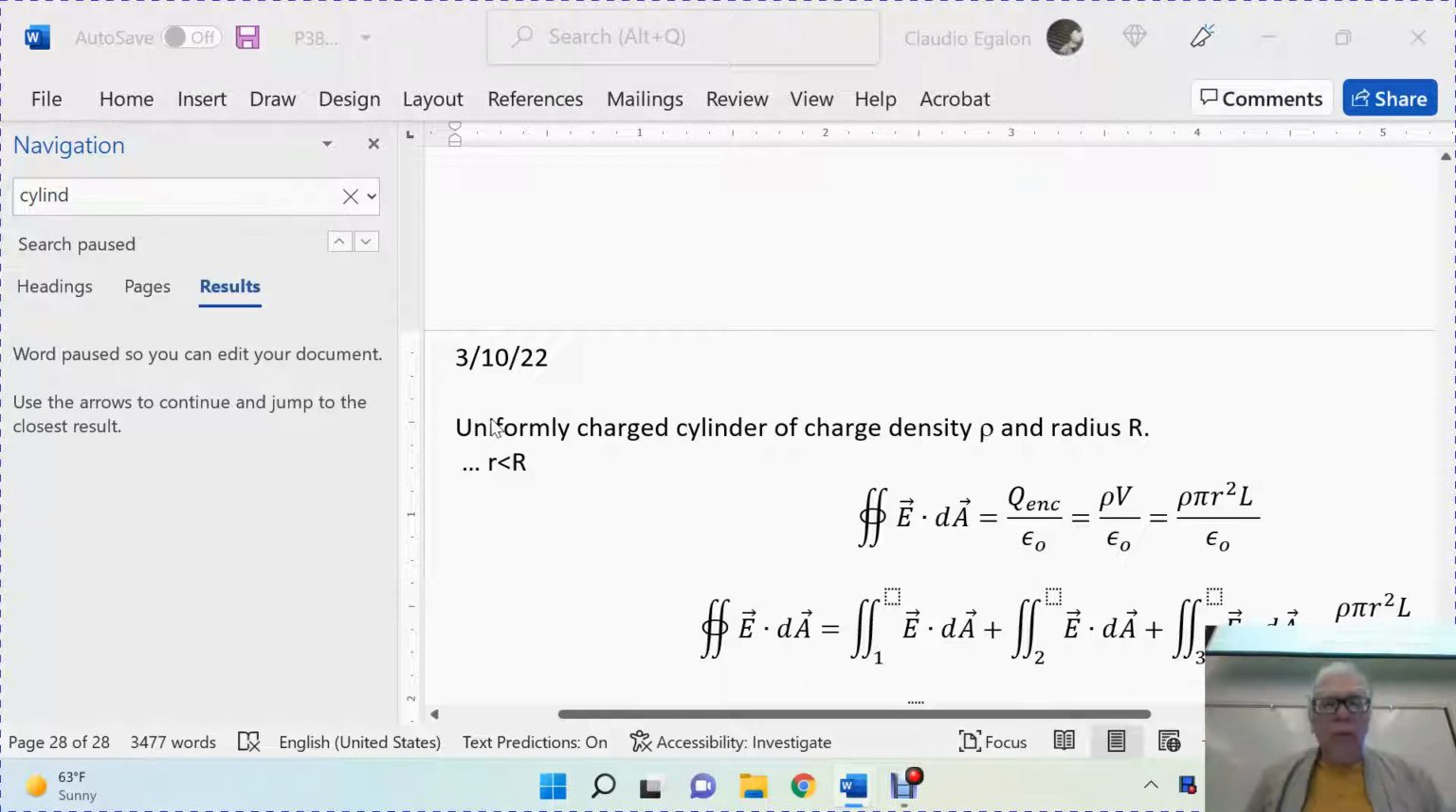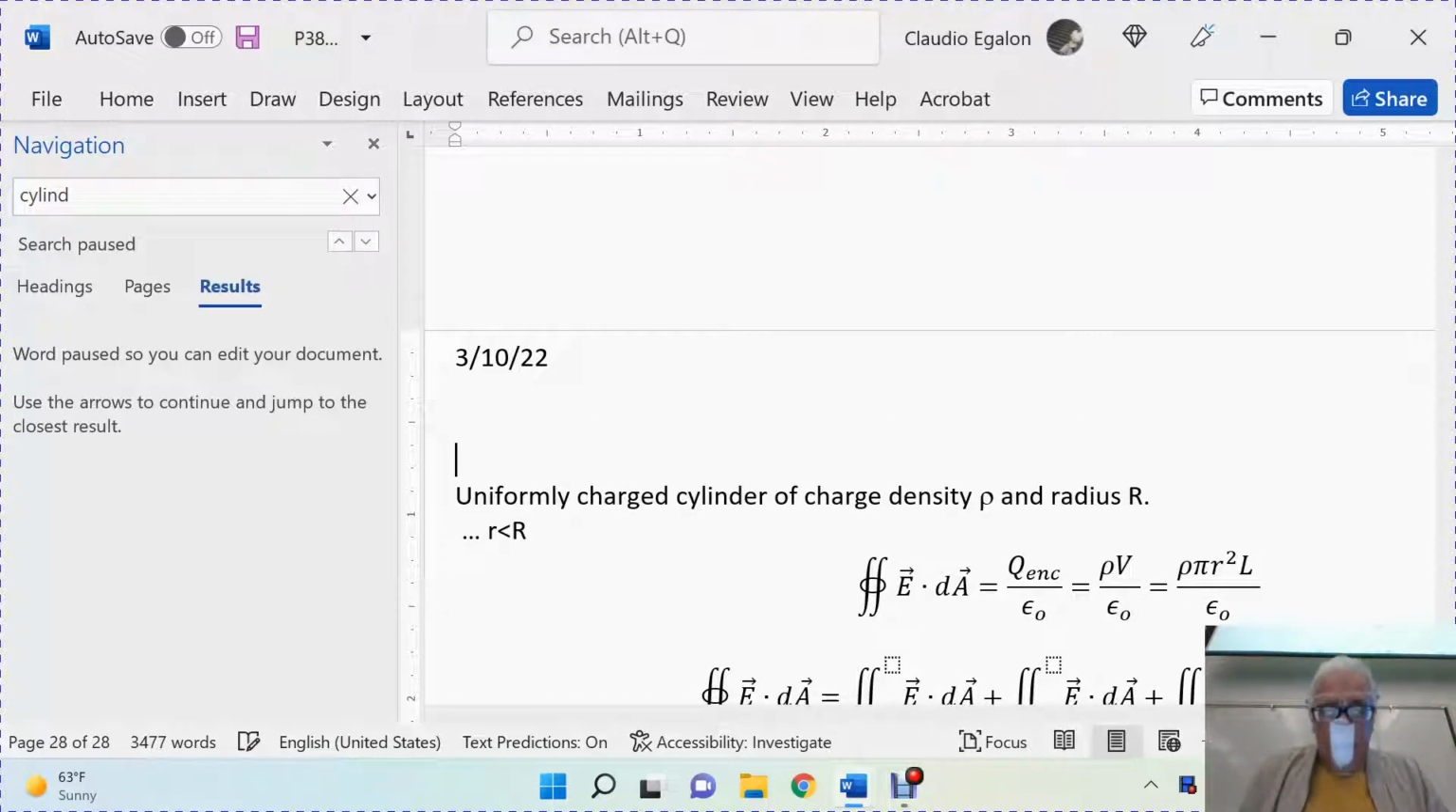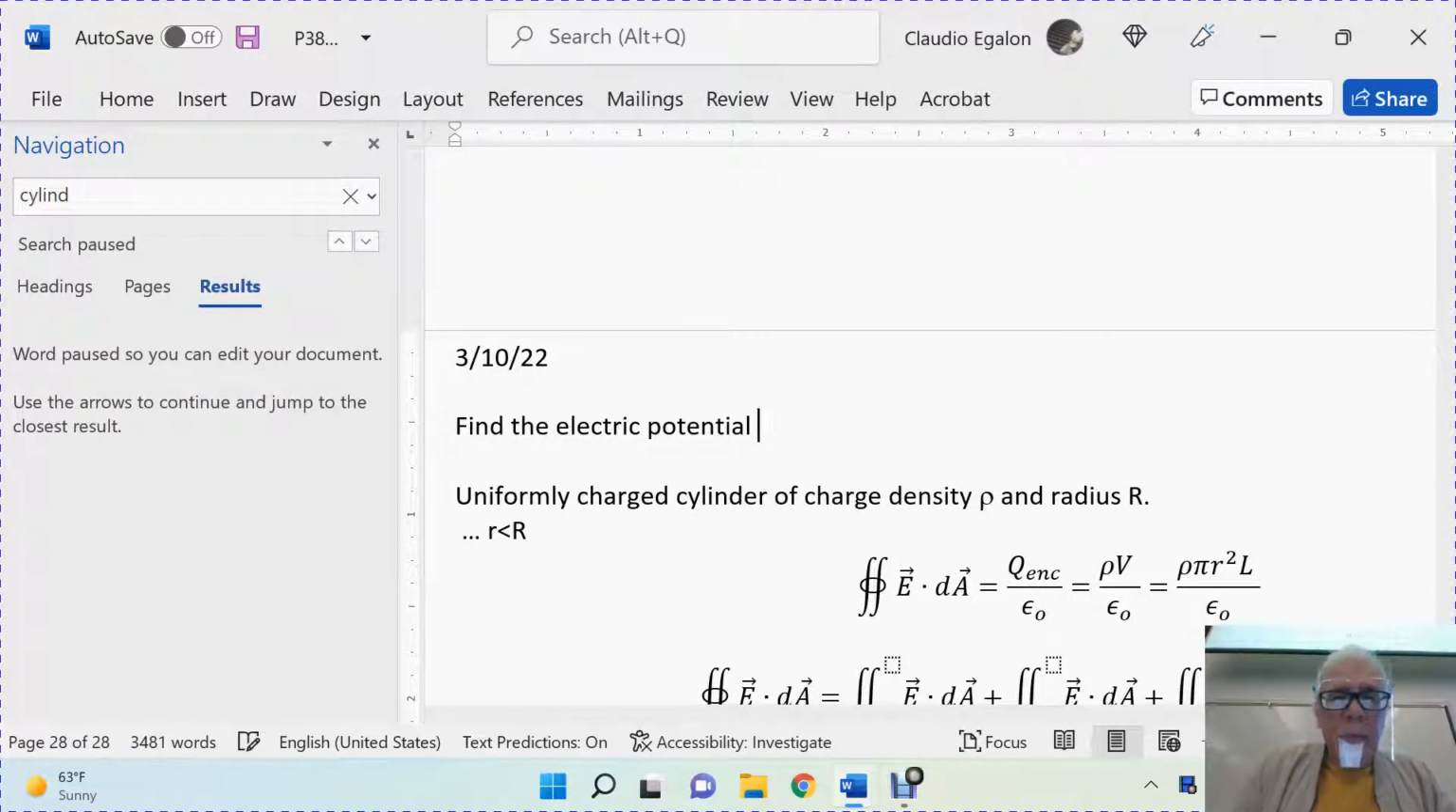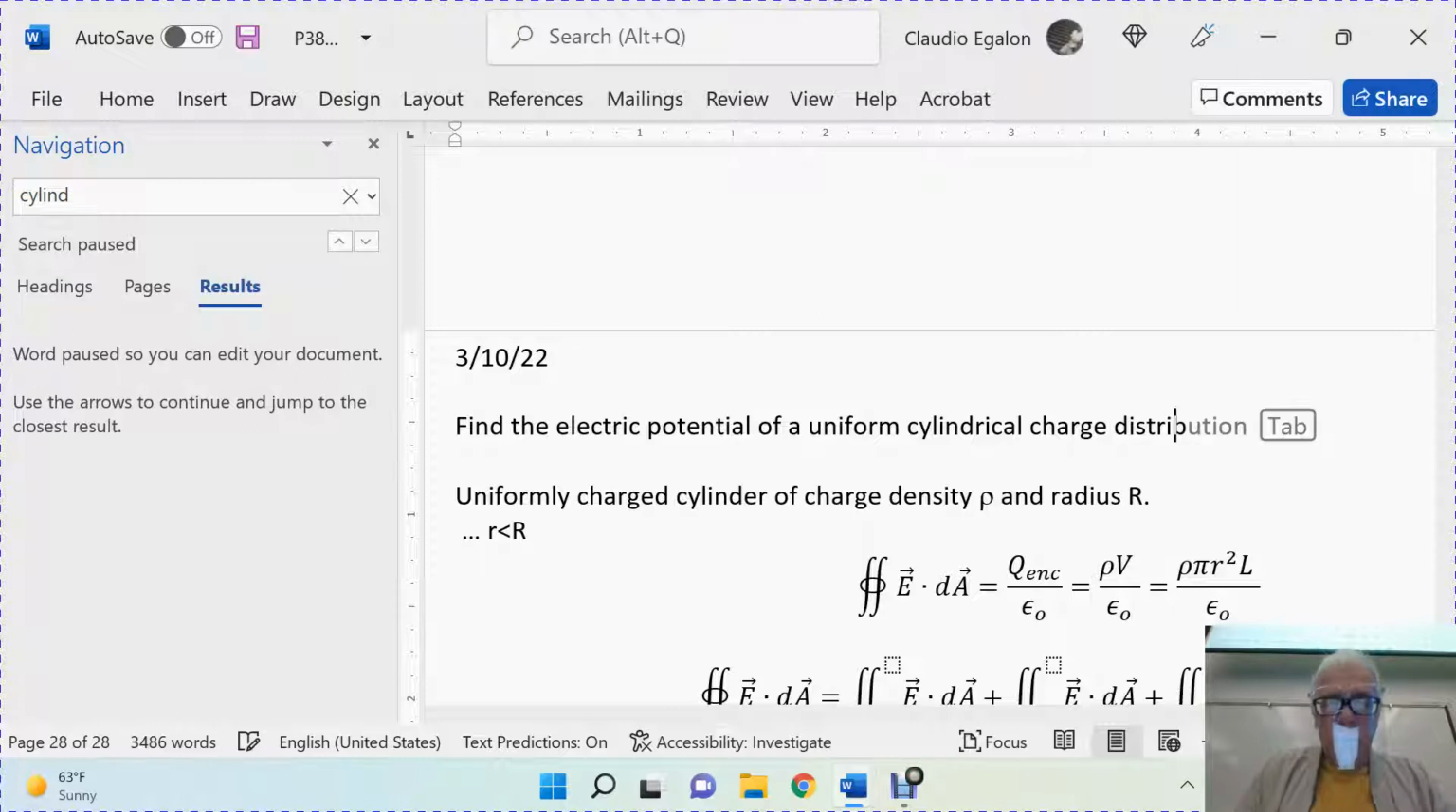Okay, so what are we going to do today? We're still looking at the electric potential. We're going to find the electric potential of a uniform cylindrical charge distribution. Why are we doing that? There's a reason why we're doing that.